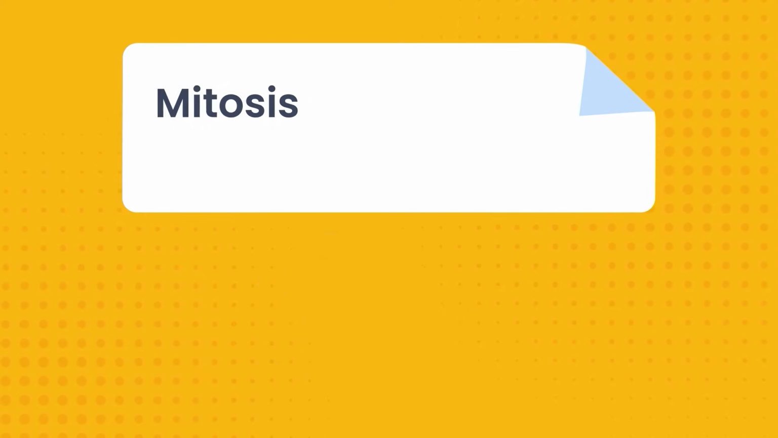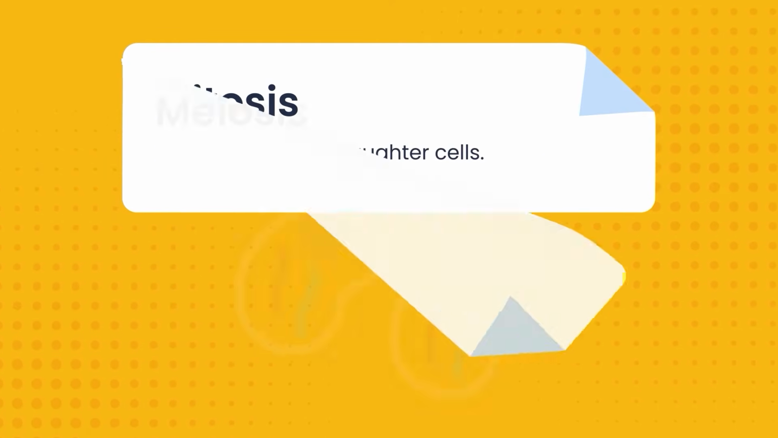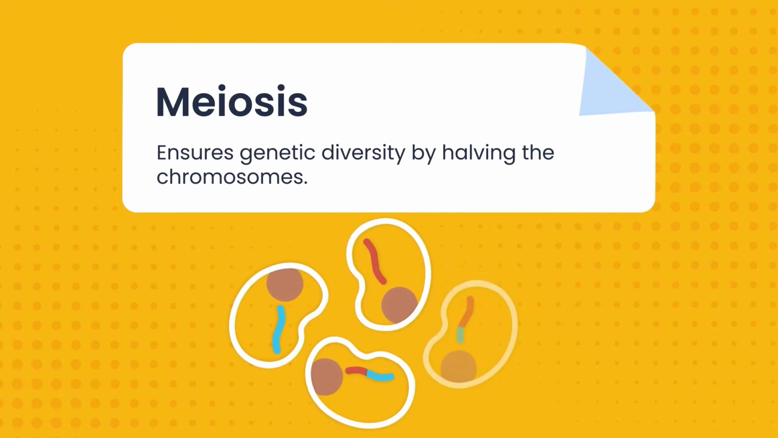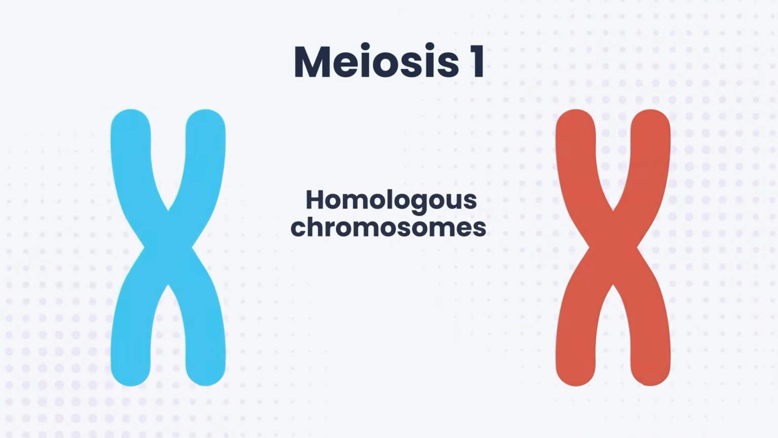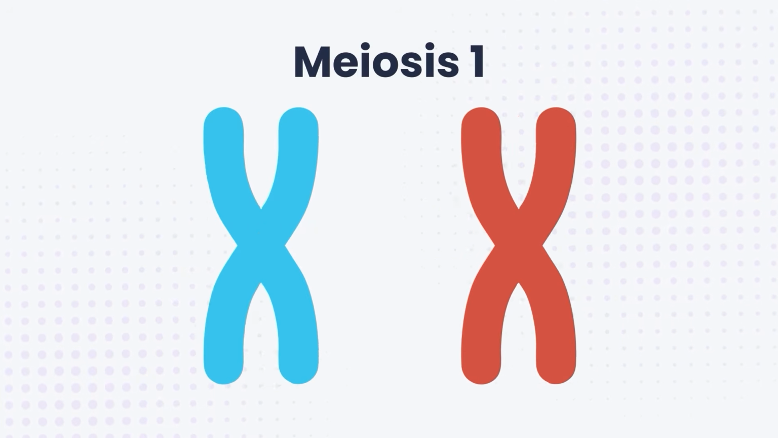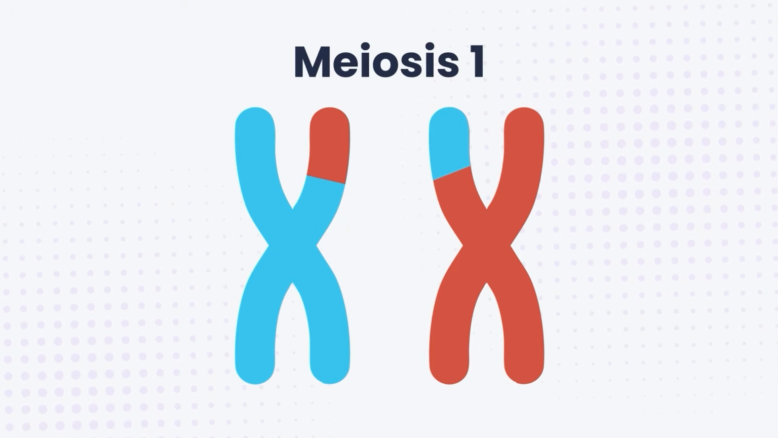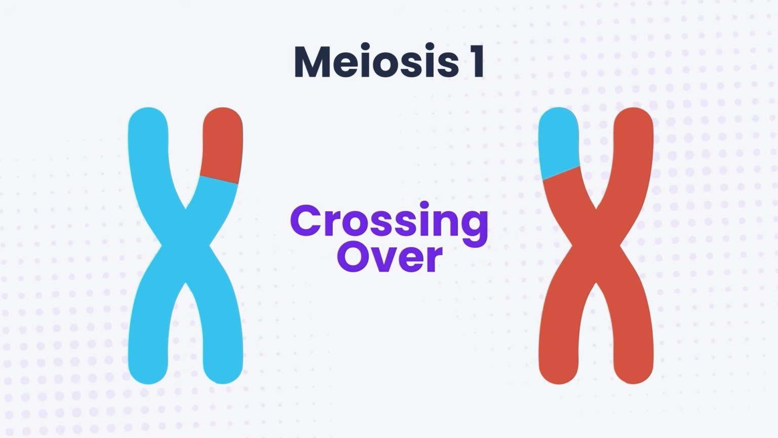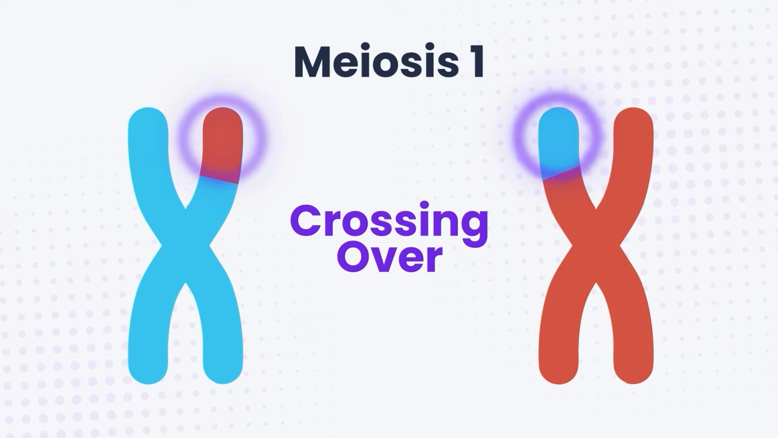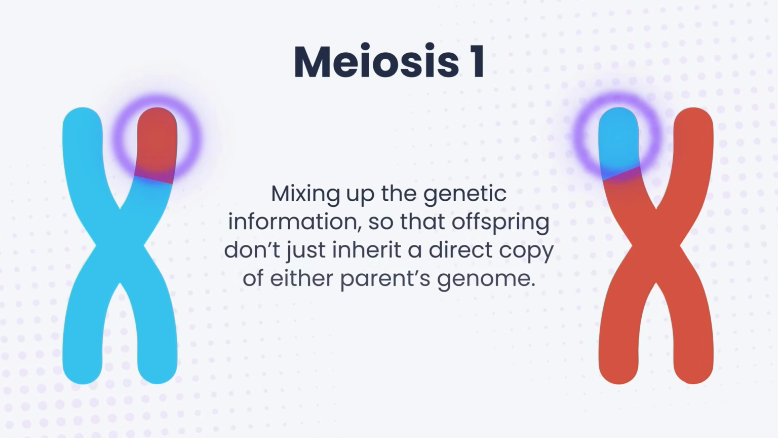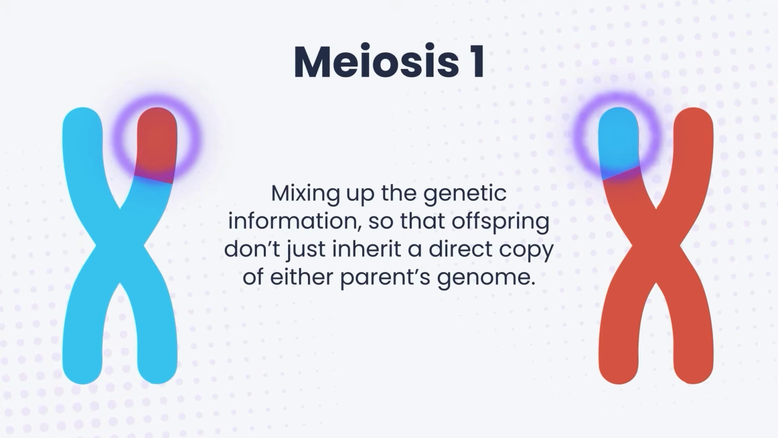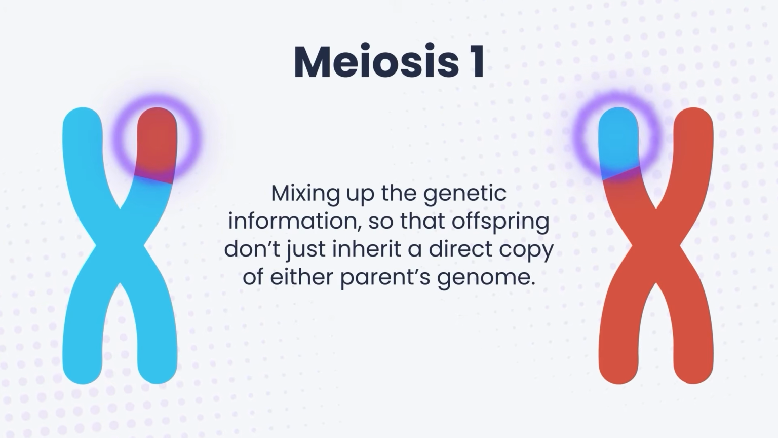Unlike mitosis, which creates identical daughter cells, meiosis ensures genetic diversity by halving the chromosome number and shuffling genetic material in the process. Meiosis happens in 2 stages, meiosis 1 and meiosis 2. In meiosis 1, homologous chromosomes, so one from each parent, pair up and then exchange genetic material in a process called crossing over. This is crucial because it introduces new combinations of alleles, mixing up the genetic information so that offspring don't inherit just a direct copy of either parent's genome.